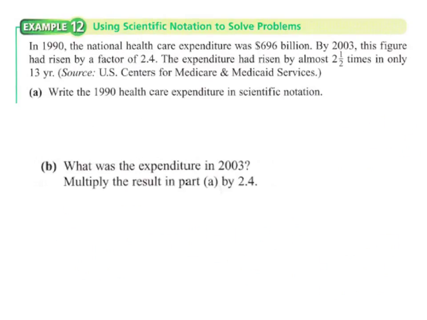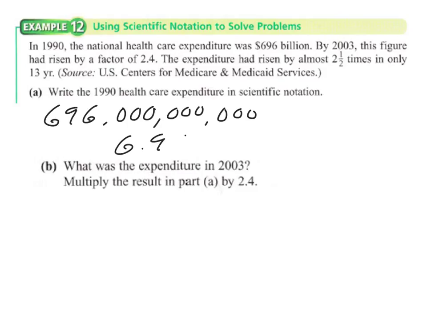Okay, so now here we're looking at healthcare expenditures. So $696 billion in 1990. By 2003, it had increased by a factor of 2.4. So write the 1990 healthcare expenditures in scientific notation. So 1990 healthcare expenditures, $696 billion. So let me just write that out originally. So $696 billion. So that's a 12-digit number, so in scientific notation it would be 6.96 times 10 to the 11th power.